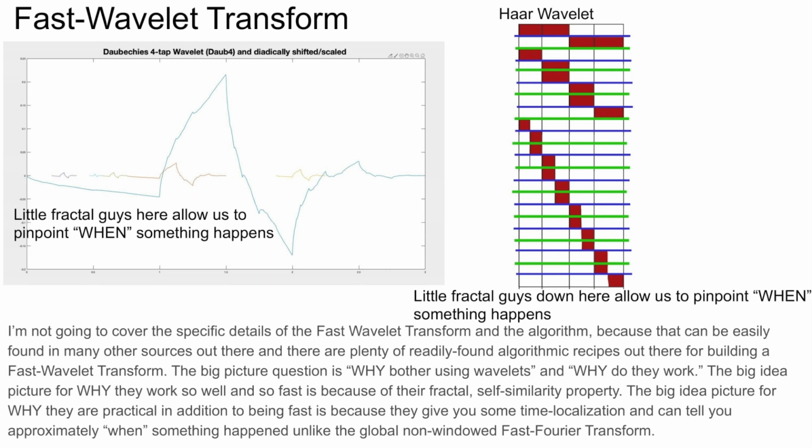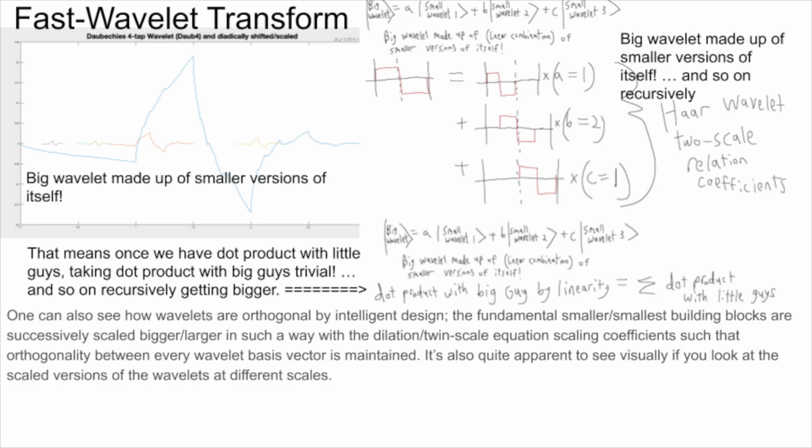The big picture question is why bother using wavelets and why do they work? The big idea picture for why they work so well and so fast is because of their fractal self-similarity property and also their orthogonality. And the big idea picture for why they are practical in addition to being fast is because they give you some time localization and can tell you approximately when something happened, unlike the global non-windowed fast Fourier transform.